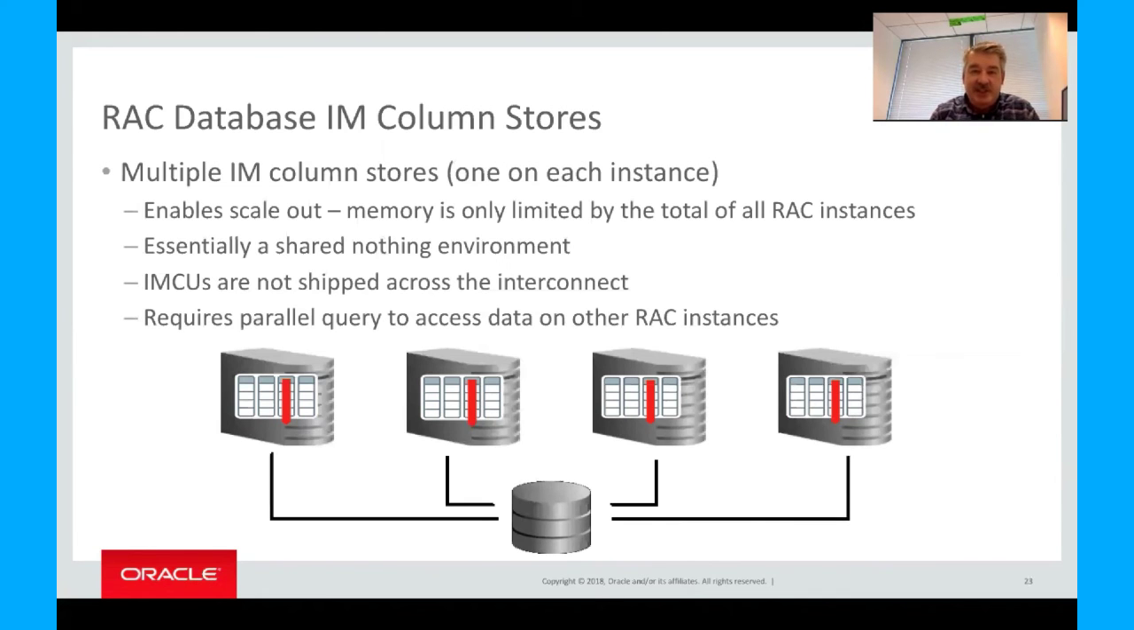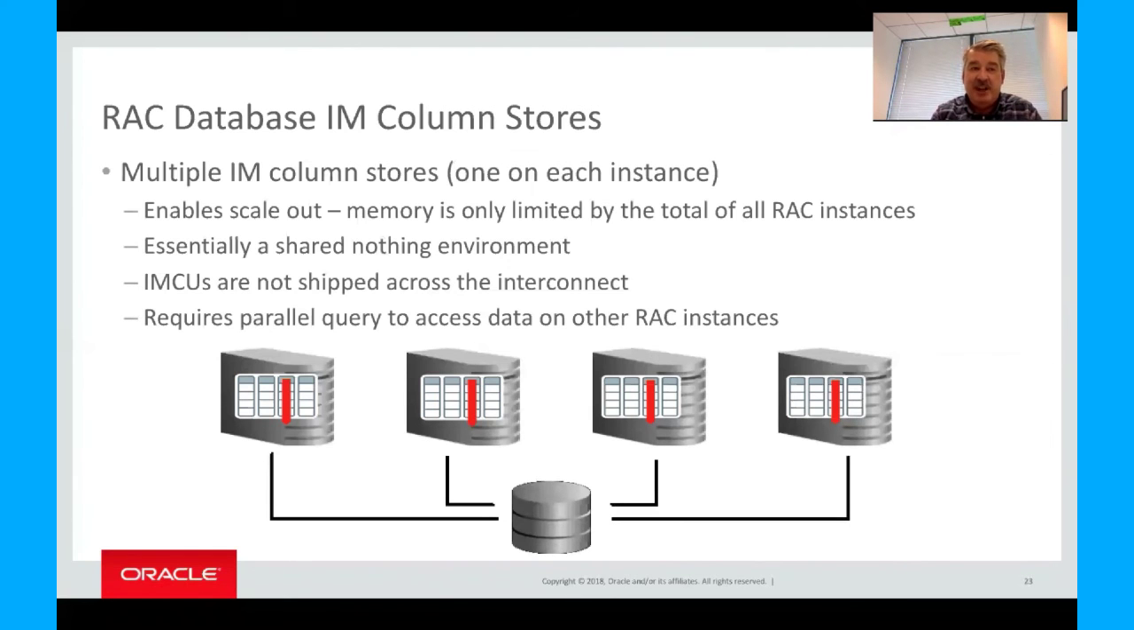We distribute the data so that we have data across all, in this case, 4 nodes. So now if you had, say, 100 gigabytes of column store on one node, you might have 400 gigabytes of column store across all 4 nodes. Or more realistically, maybe a terabyte on one node, and you could have 4 terabytes of data across all 4 column stores. And then we talked about the ability that the IMCUs aren't shipped across the interconnect. I probably should have just highlighted that last statement: we use parallel query to access the data across all 4 nodes.